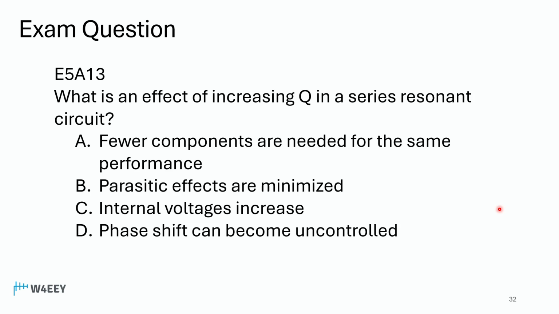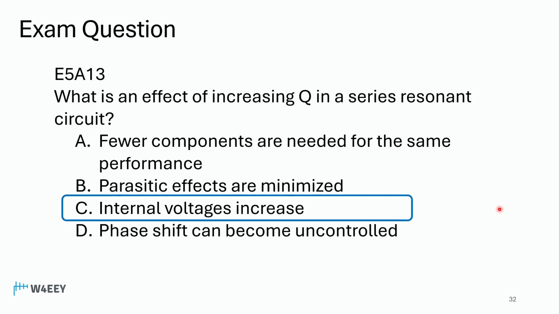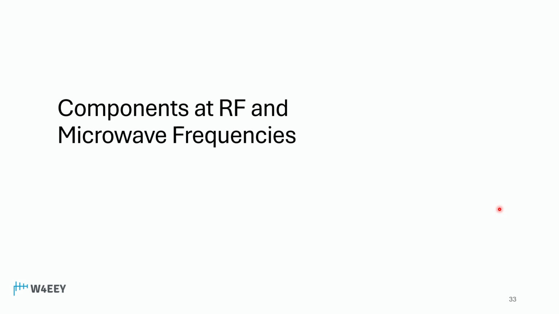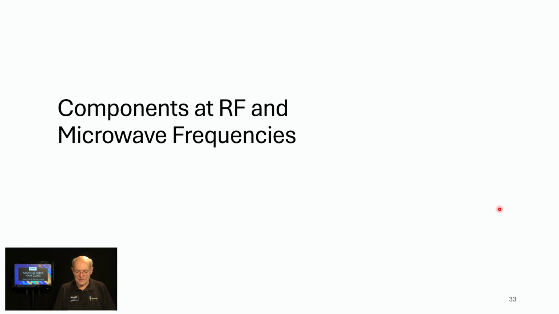Charlie? Internal voltages increase, right? Because if the Q goes down, that means there's more resistance. It's going to damp out that increase. So C is correct. Okay, we're moving right along. We're doing great. Things get really strange as we continue to increase the frequency.